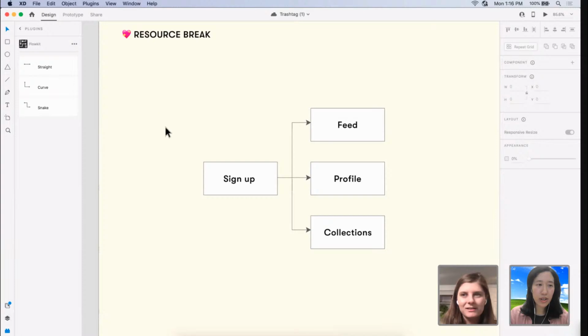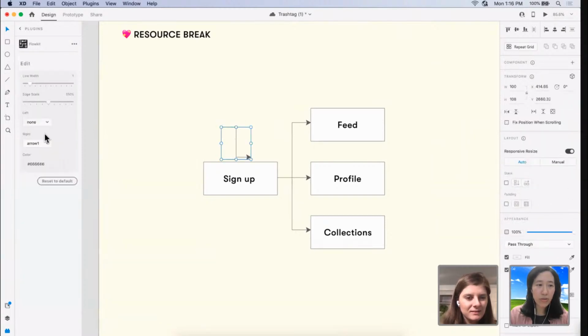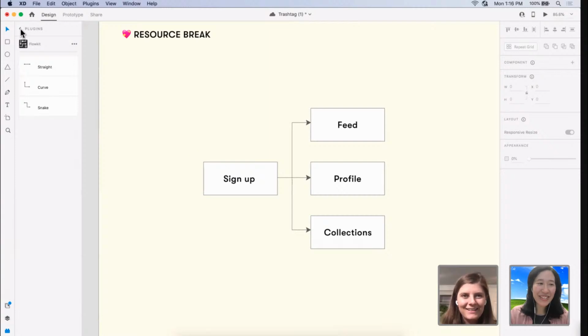Cool. So Flowkit is just something that I found out about more recently, but you can just make the arrow for you. And then with Flowkit, you should be able to adjust the line width if you want thicker lines or thinner lines, or the scale of the arrow. And I like my arrows to all look the same. So that's why they look like this. But it's a very handy tool.